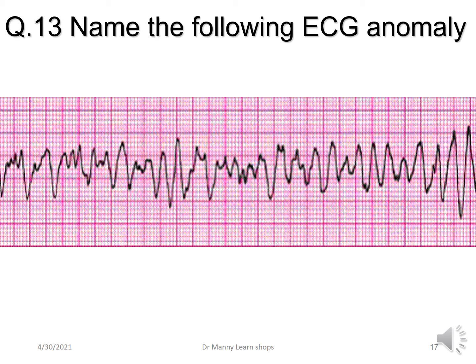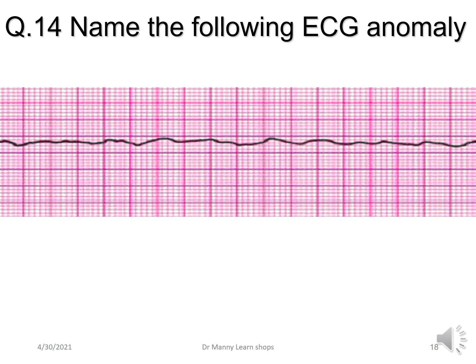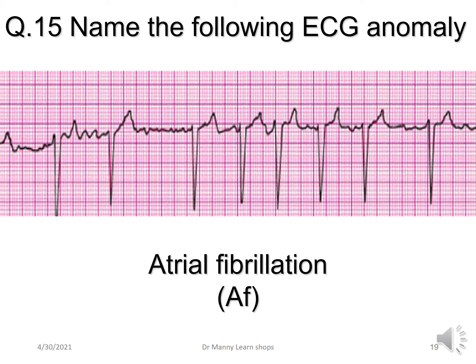What about this ECG anomaly? This is coarse ventricular fibrillation. Can you name this ECG anomaly? This is asystole. What about this concluding ECG anomaly? This is atrial fibrillation with a controlled ventricular response. Some people call it slow AF.